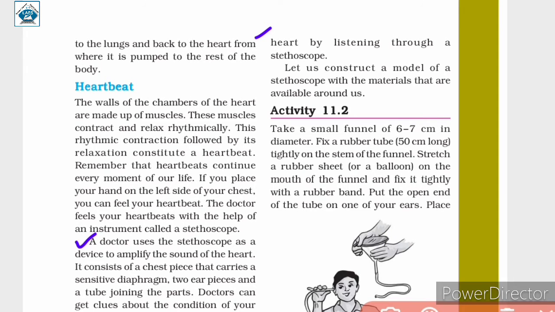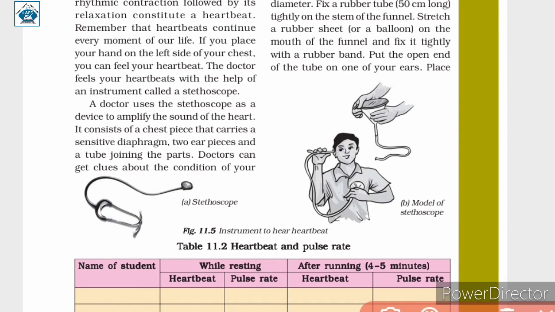We know that the stethoscope is an instrument used to listen to the heartbeat of a person. Now it contains two earpieces, a tube that connects them to the chest piece, and the chest piece comprises a sensitive diaphragm. What does the stethoscope do? Here we have the diagram of the stethoscope. It amplifies the heartbeat. Amplify means to increase the sound or to make louder. So the stethoscope amplifies the heartbeat so that the doctor can monitor the heartbeat and find out about the patient's condition.